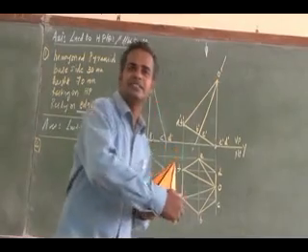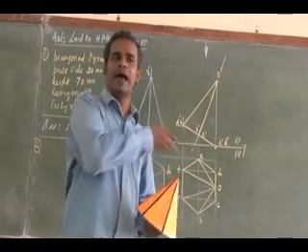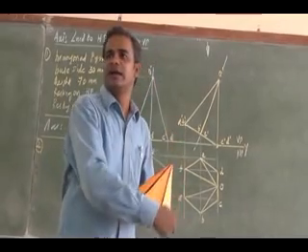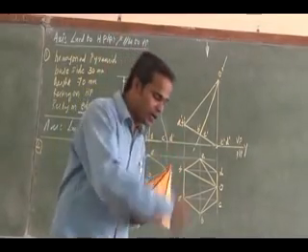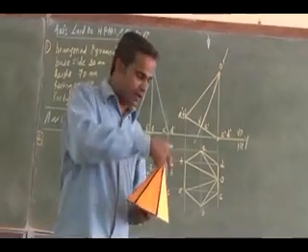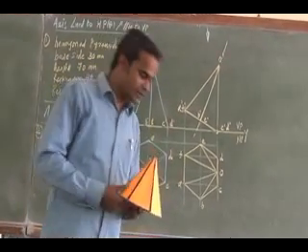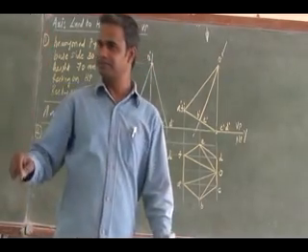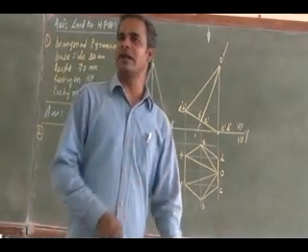If a slant edge is perpendicular to HP and parallel to VP, how will it be? If a slant edge of a pyramid is perpendicular to HP and parallel to VP, then this is the orientation, isn't it? It is resting with a corner. The problem will be given like this.